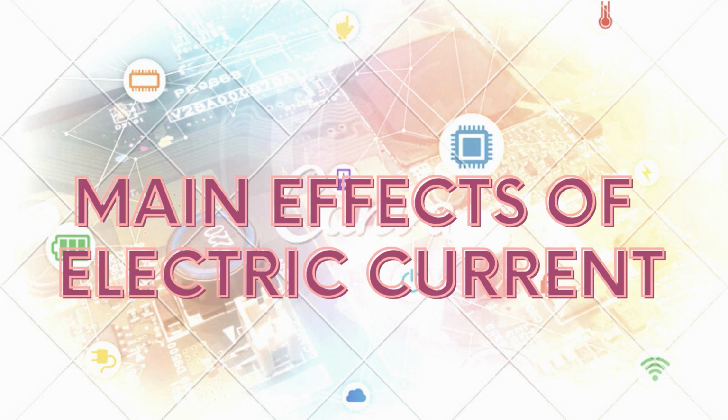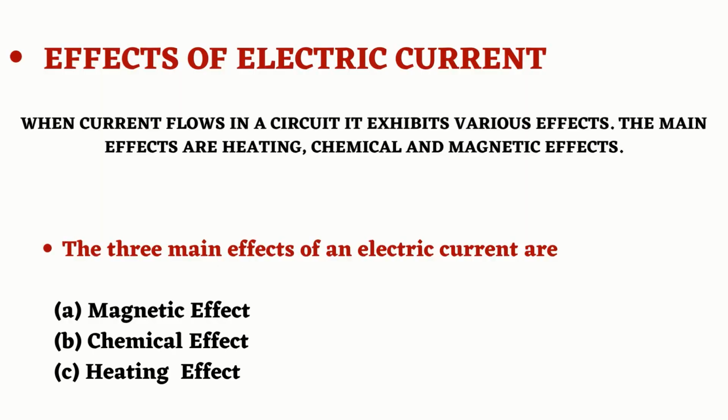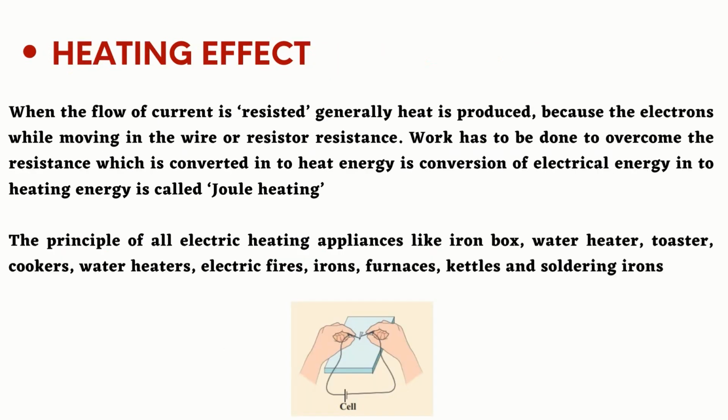In this video, we are going to discuss the effects of electric current. When current flows in a circuit, it exhibits various effects. The main effects are magnetic effect, chemical effect, and heating effect. Let's discuss the first one, heating effect.